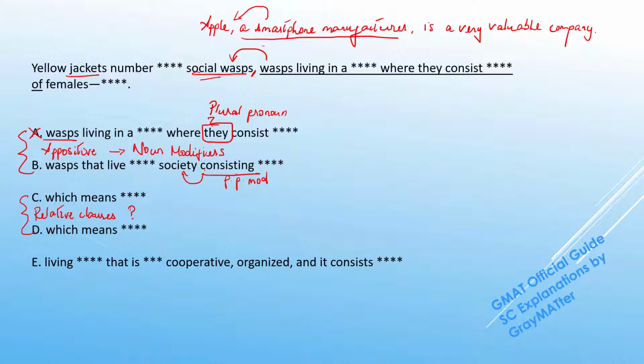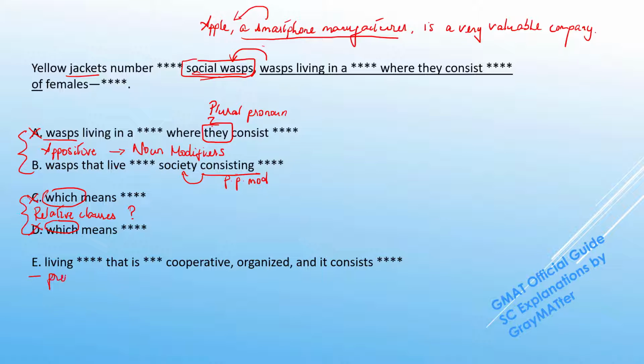So when we look at these two constructions, which means that these wasps live in a society or that the society has certain characteristics, we just have to understand that this which cannot refer to this whole clause of yellow jackets number among the social wasps. It would rather be only referring back to social wasps. So the social wasp means that they are living in a certain society. So these two relative clauses make absolutely no sense. C and D can be eliminated.